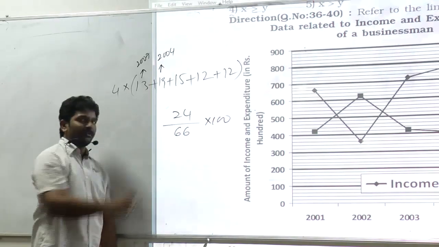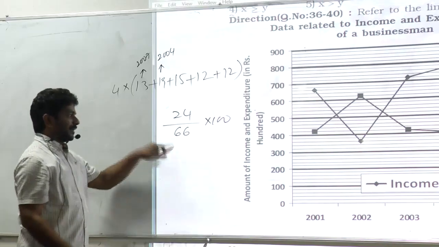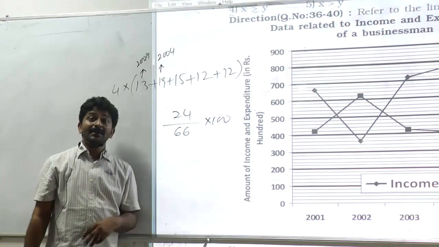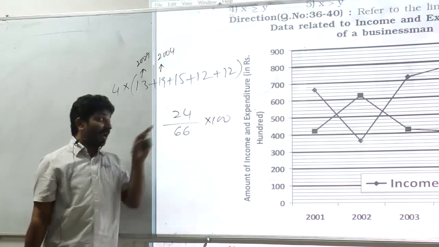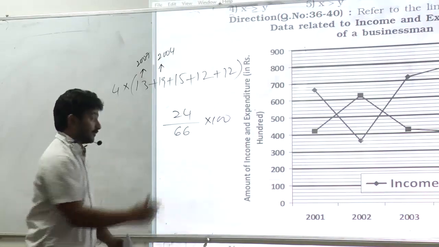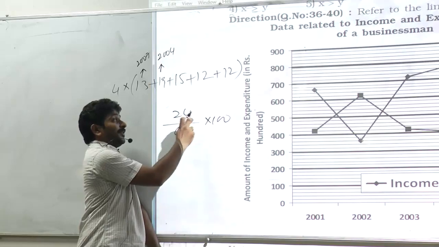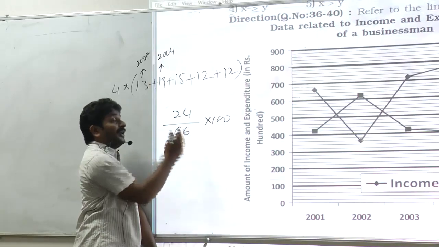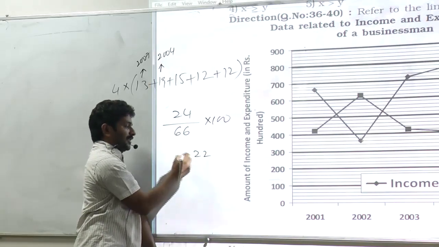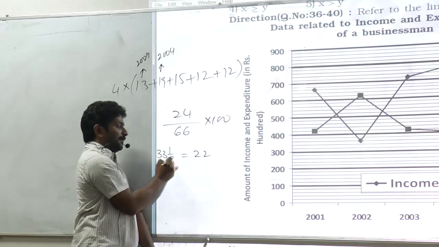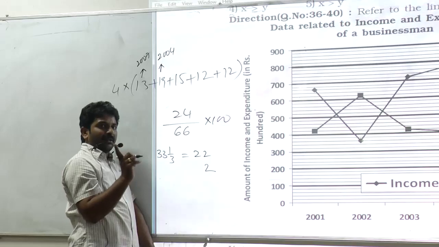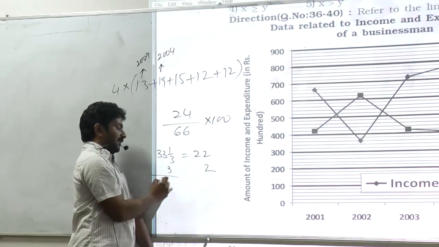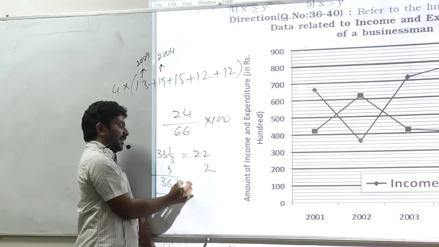Again, this looks like 22, right? 22 by 66. 1 by 3. 1 by 3 in this is 33%. 33, 1 by 3%. And this is definitely how much more than that? ఇది ఏమనుకున్నాం? 22. If 22 is 33, 1 by 3%, 2 would be near about 3% or not? Yes or no? So total that should be 36 1/3% and near about that.